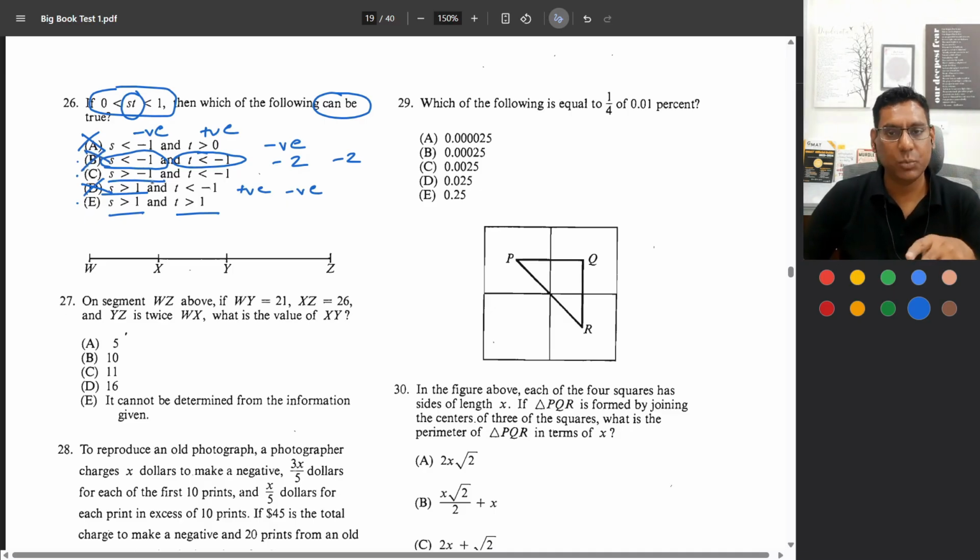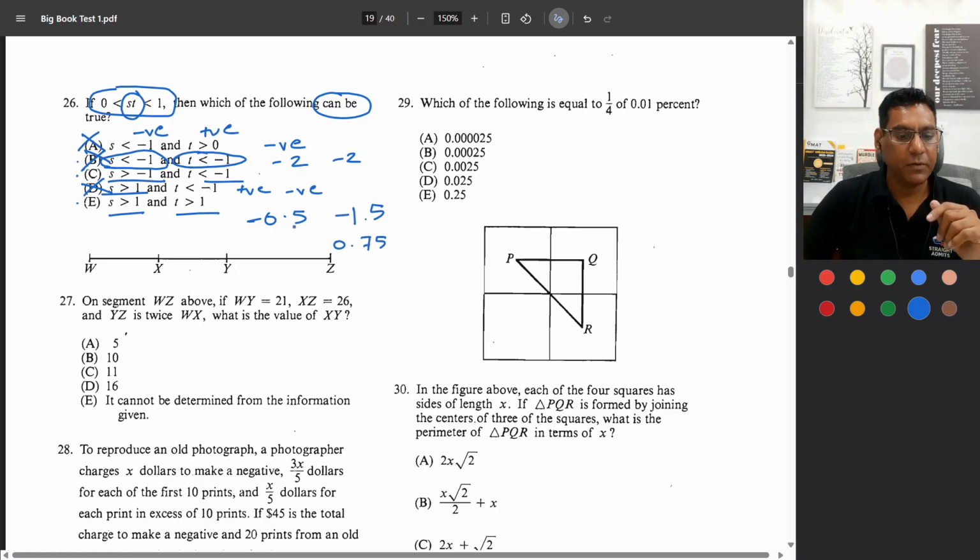Let's look at C. S is greater than -1. So it could be anything. T is less than -1. Okay. If S is less than -1, I think this is possible. There can be some number, right? Let's say both of them are negative, we want the product to be positive. S is minus 0.5 and T is minus 1.5, and the product of that is going to be positive 0.75. Okay, so this is possible.